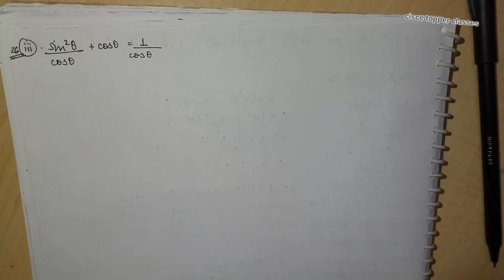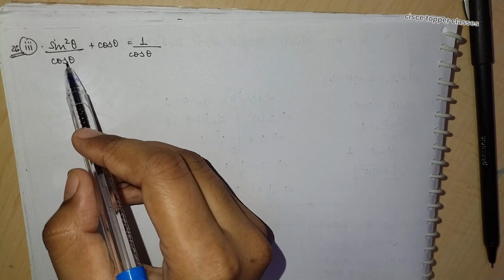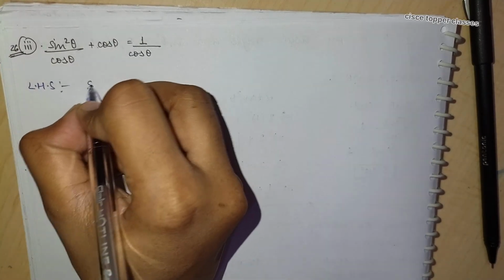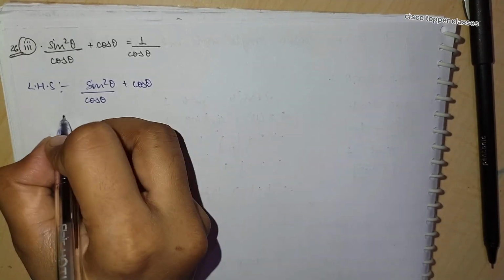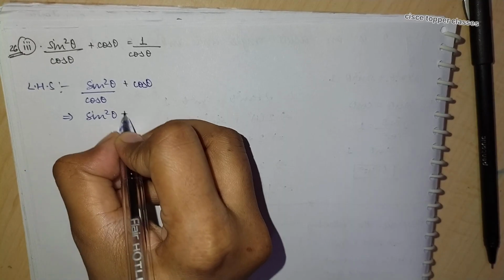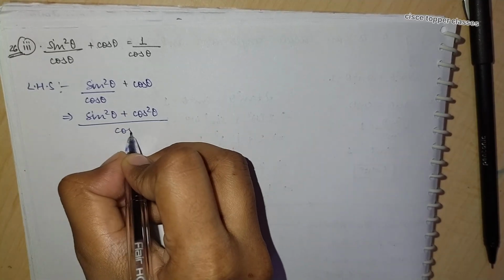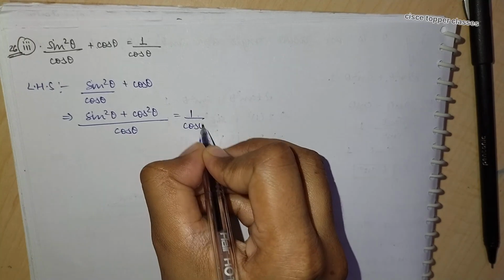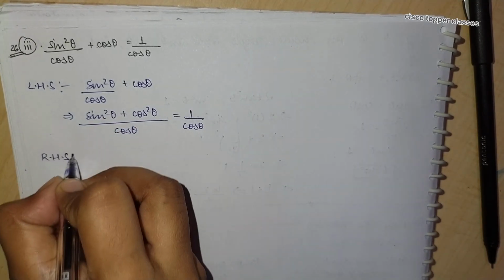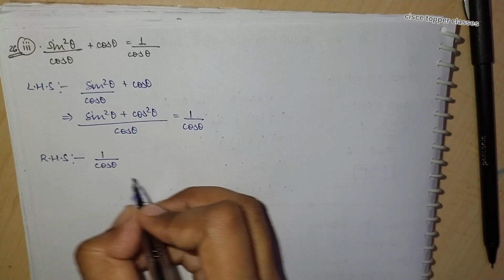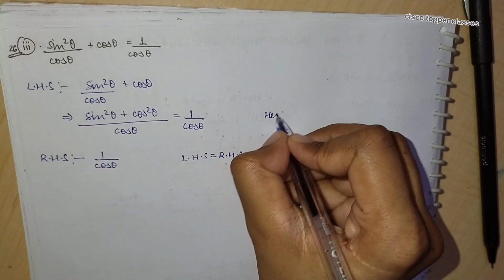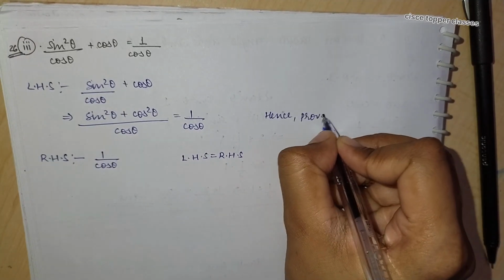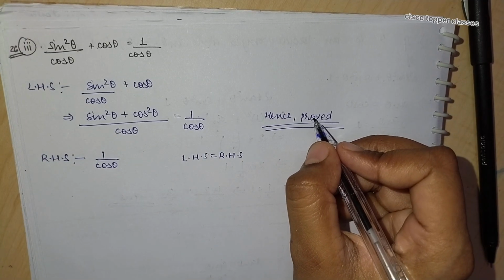Let us solve here the 26th third part, in which we have to prove that sin square theta divided by cos theta plus cos theta is equal to 1 by cos theta. So if we take the left hand side part, this is sin square theta divided by cos theta plus cos theta. If we take the LCM here, this will be sin square theta plus cos square theta divided by cos theta. So this is 1 by cos theta on the left hand side. If we take the RHS, it is given to us as 1 by cos theta. From that we can write LHS is equal to RHS, hence proved. The statement which we have to prove is hence proved from here. So this is the solution of the 26th third part.